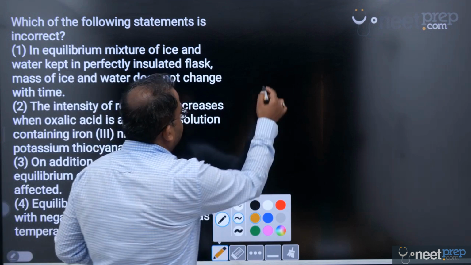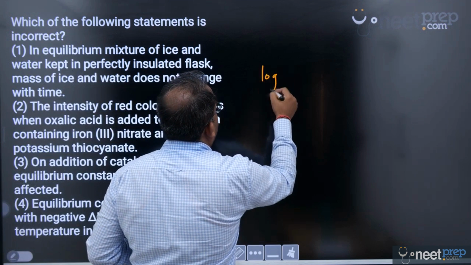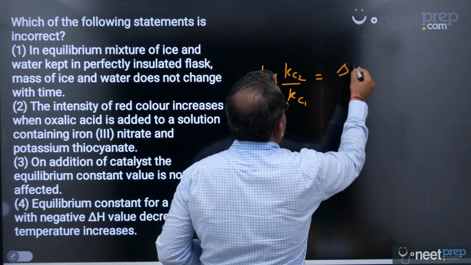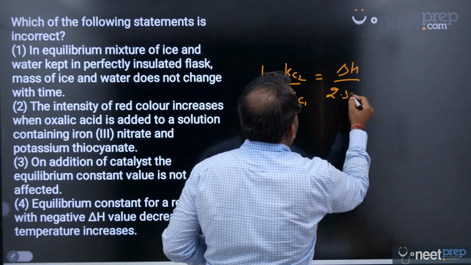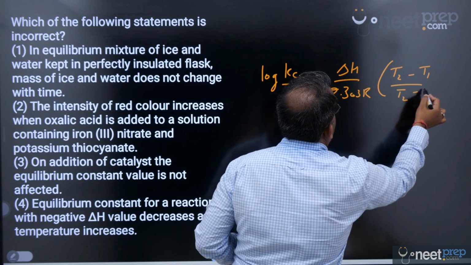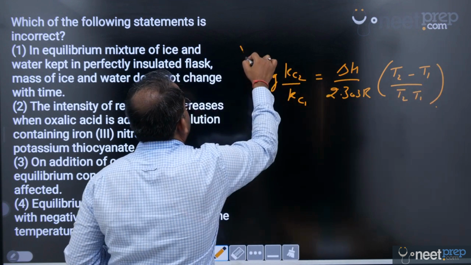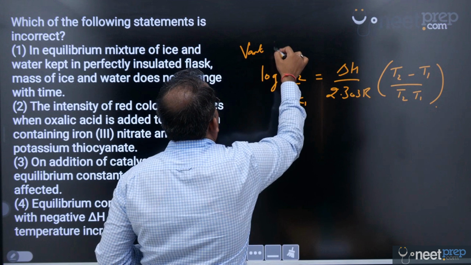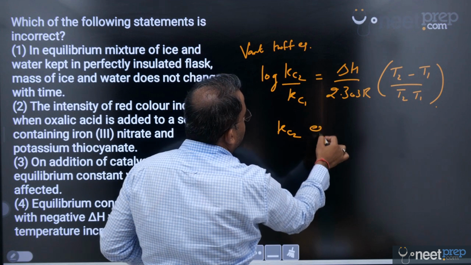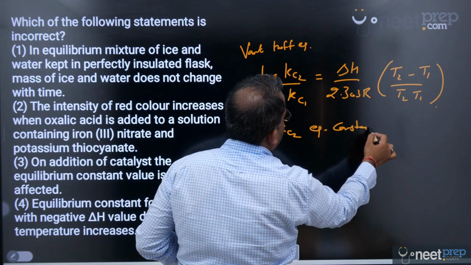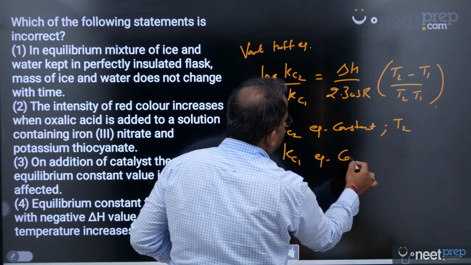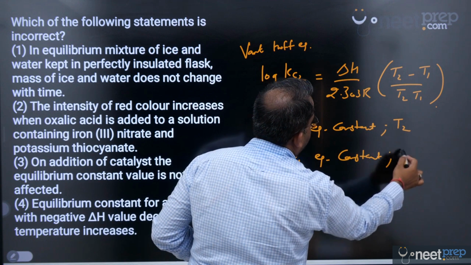The equation is like this: log of Kc2 by Kc1 is delta H upon 2.303 R into T2 minus T1 upon T2 into T1. This equation is called Van 't Hoff equation. Kc2 is the value of equilibrium constant at temperature T2. Kc1 is the value of equilibrium constant at temperature T1.